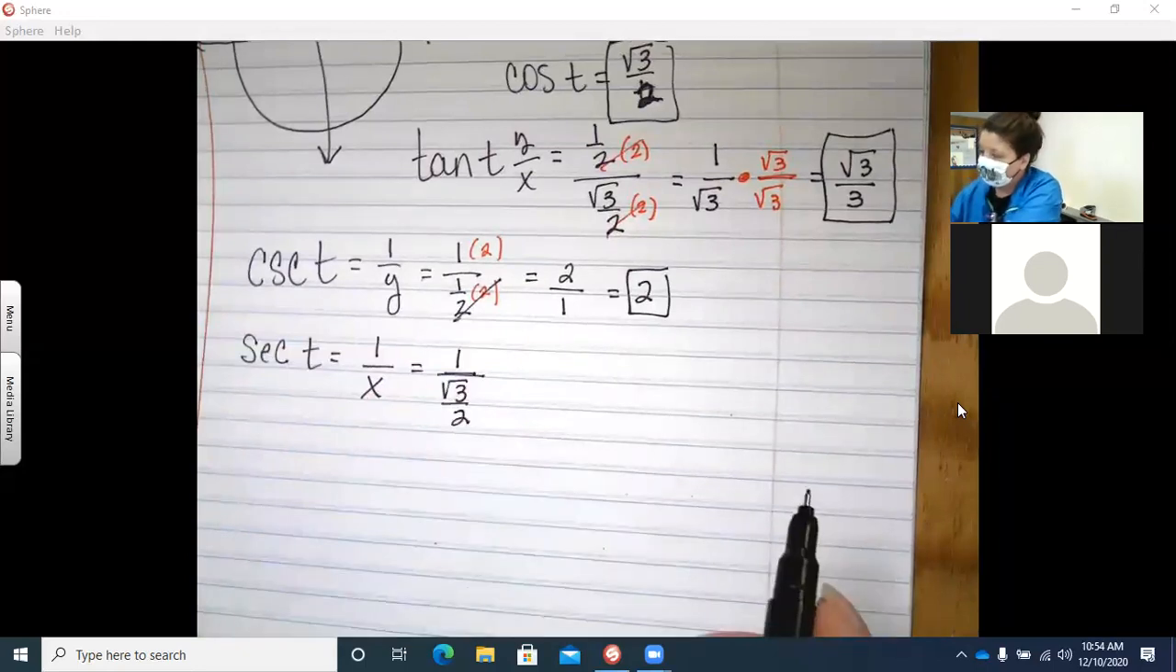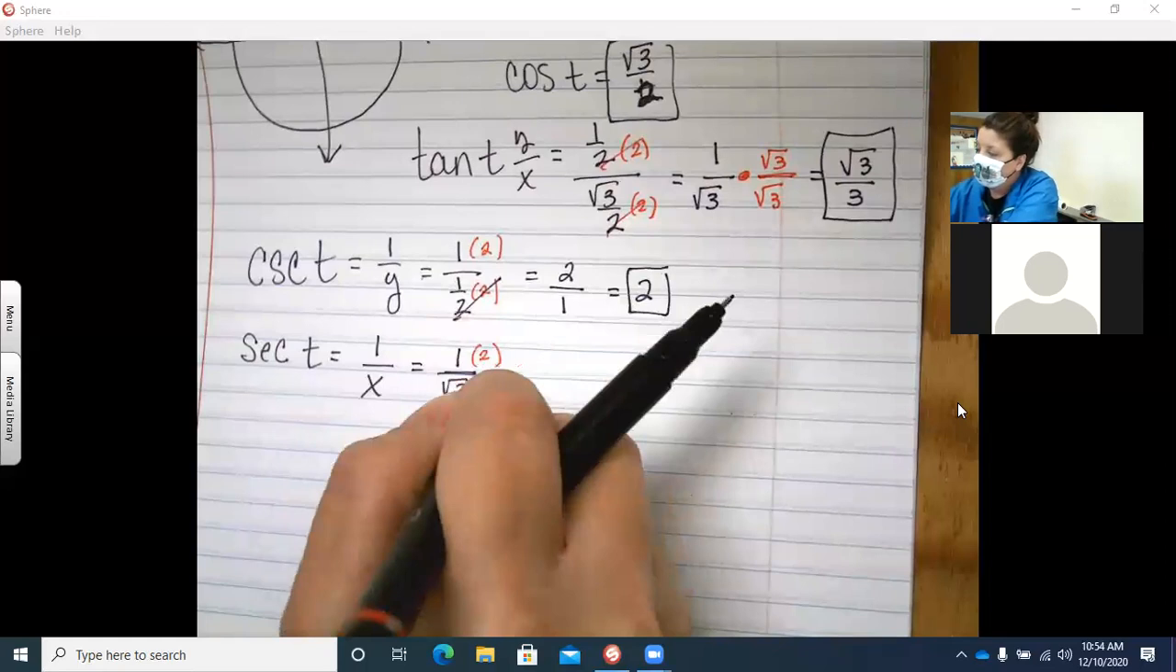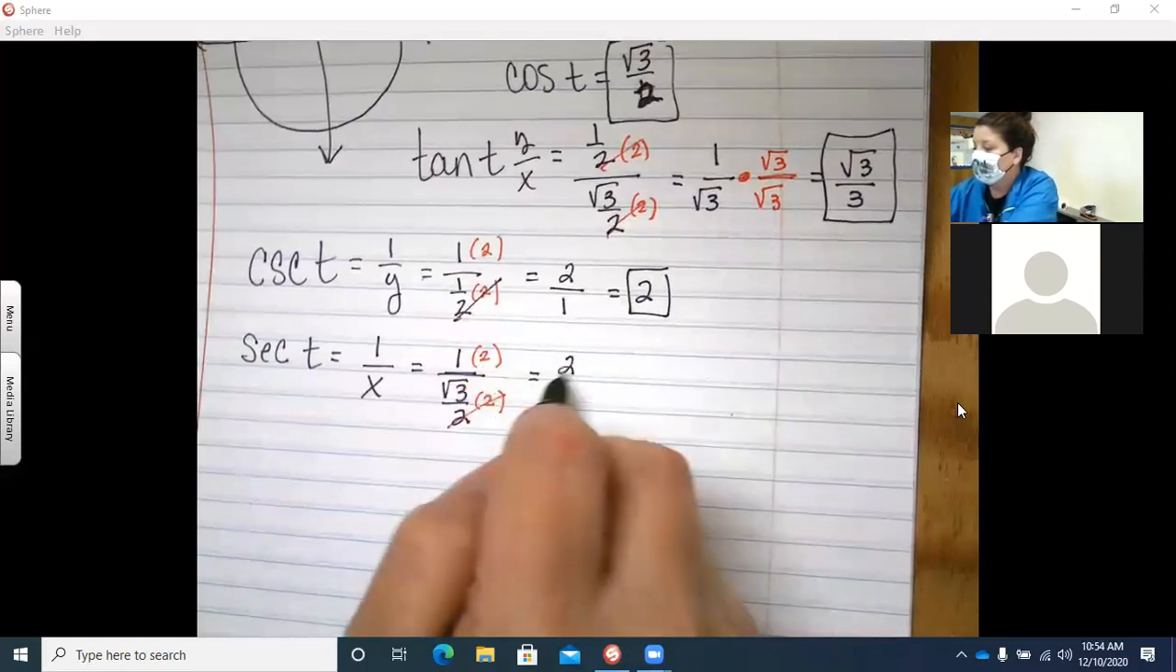What are we going to do first? All right, multiply the numerator by 2 and the denominator by 2. In the denominator, the 2's cancel. In the numerator, 1 times 2 is 2. In the denominator, we're left with the square root of 3.